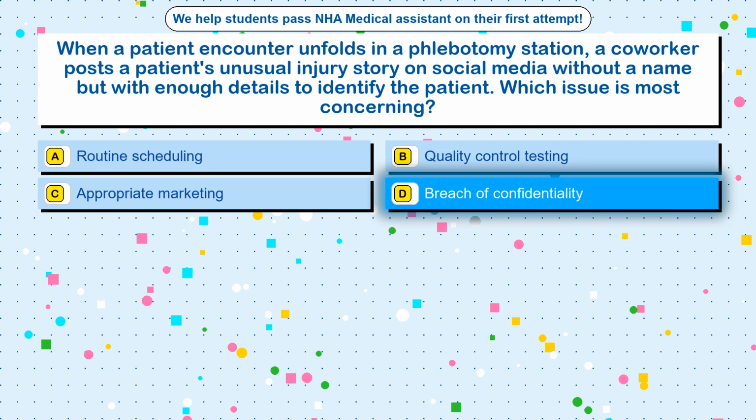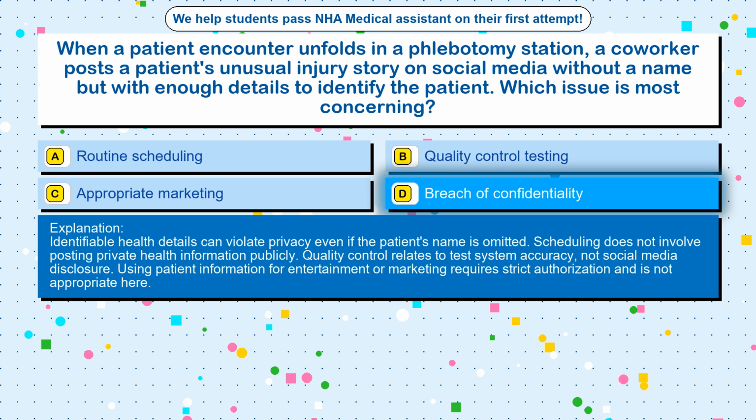The correct answer is option D, breach of confidentiality. Identifiable health details can violate privacy even if the patient's name is omitted. Scheduling does not involve posting private health information publicly. Quality control relates to test system accuracy, not social media disclosure. Using patient information for entertainment or marketing requires strict authorization and is not appropriate here.